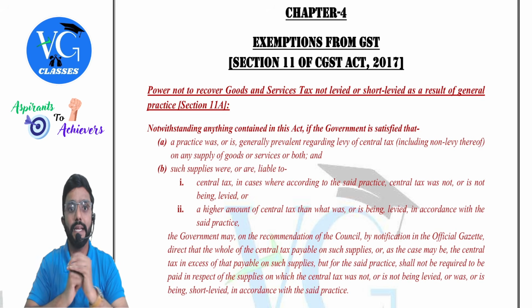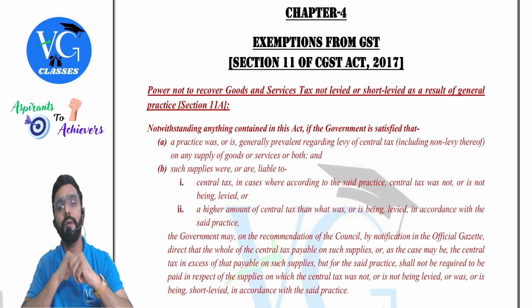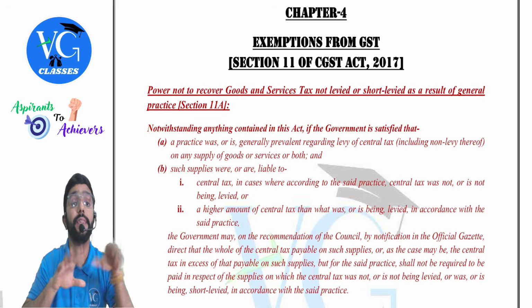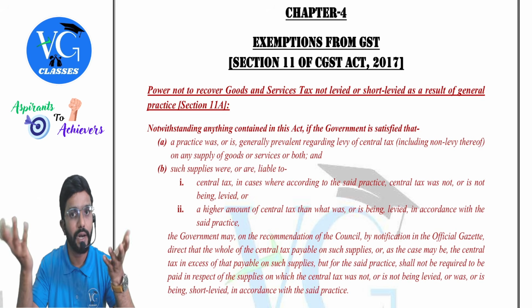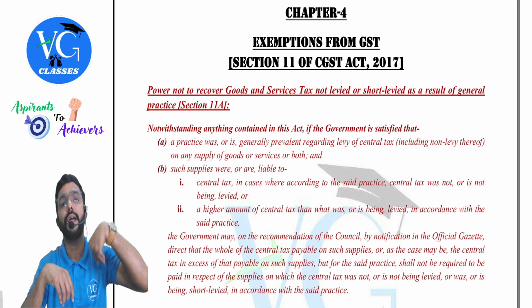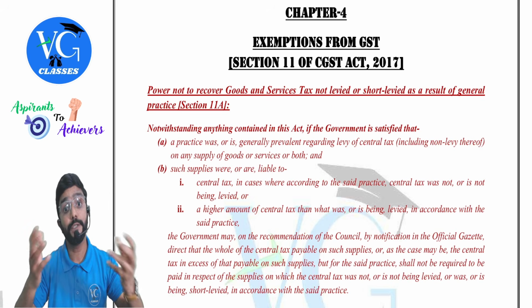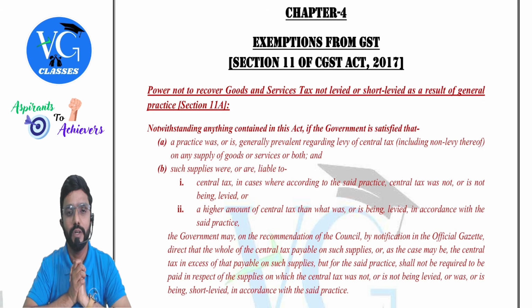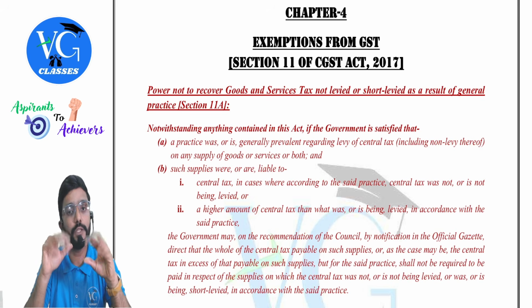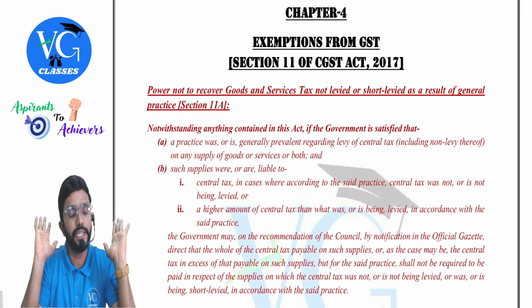In that case, section 11A gives power to the government to waive off whatever they were liable to pay in the past. Going forward, they are liable to pay GST, but in the past, whatever they were liable to pay but did not pay, assuming they enjoy the exemption, they gave the waiver power to the government. So the government can do it. Guys, please be careful. Don't assume they will give this waiver to everyone.